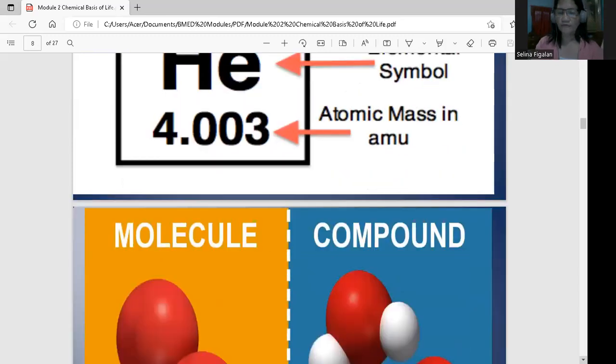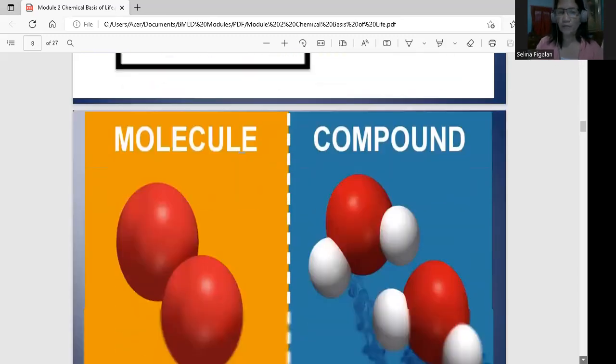Okay. What's the difference between a molecule and a compound? Each element is made up of a molecule. And if it is only one element, it cannot be considered a compound, because when you say compound, it is made up of 2 or more elements. So for example, sodium chloride. Sodium chloride is a compound made up of sodium and chlorine.